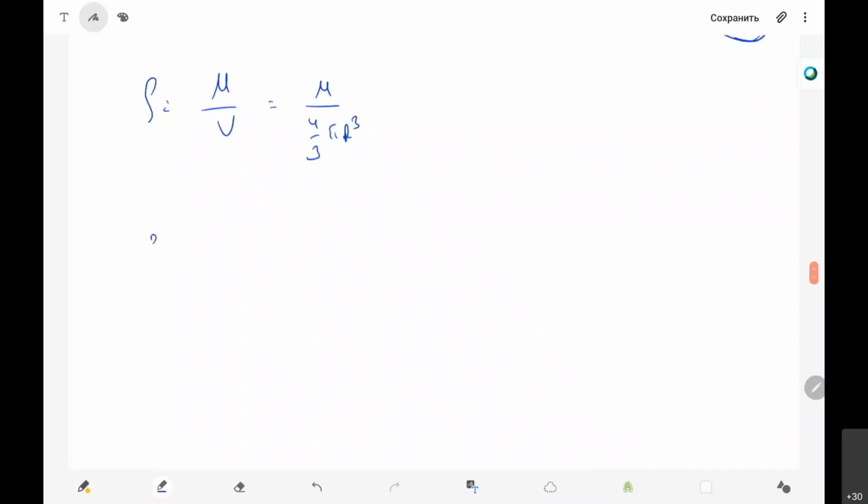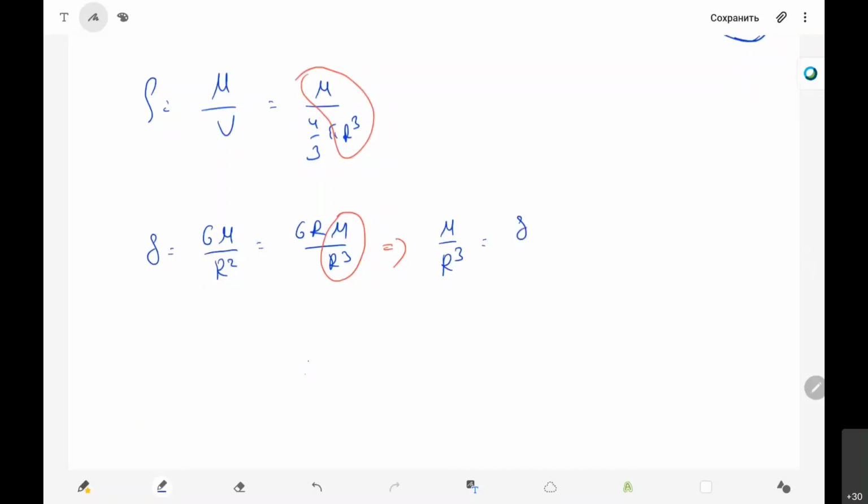Now let's come to small g. What is small g? Constant times mass divided by r squared, if you remember. So let me multiply both sides by r: g r equals G m over r cubed. So as you see, we can use this part. From here, mass divided by radius cubed equals small g divided by G r. Let's take it and substitute it into this equation.